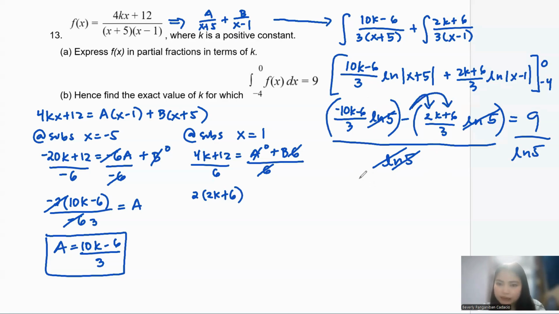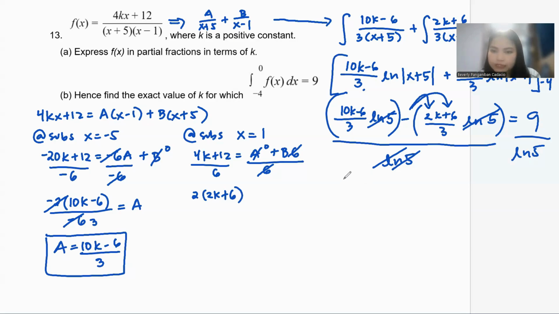I will be combining them now. Minus 2k, that will be 8k, and then -6 minus 6, -12. And that's equivalent to, don't forget your 3 here, 9 over ln 5. You can just multiply the 3 to your 9. You don't need to multiply the ln 5 to the other side since you want the k alone. So it will become 27 over ln 5. But let me put the minus 12 there. Since you have minus 12 here, I will put it on the other side now. So it will become plus 12, yeah?